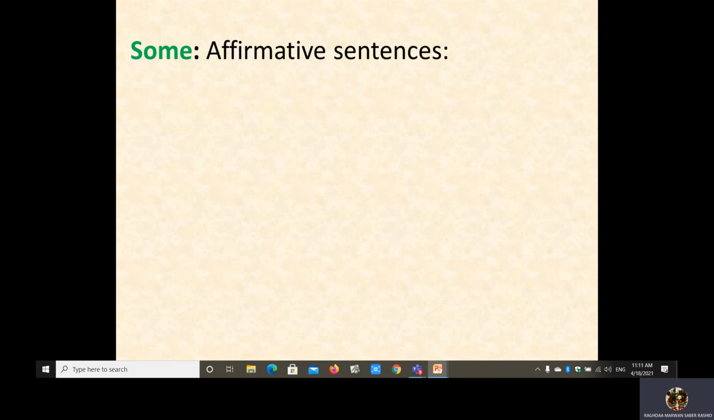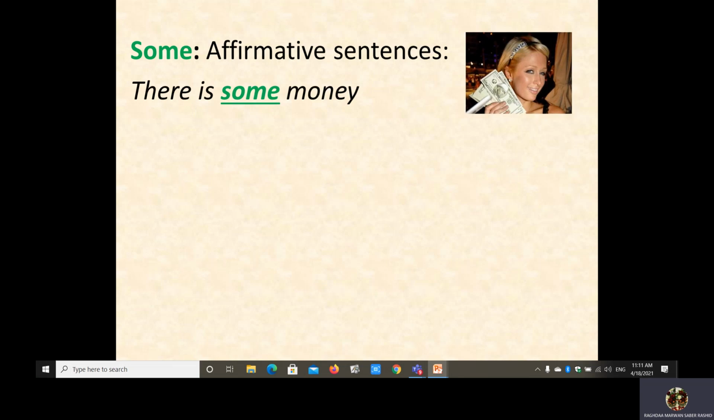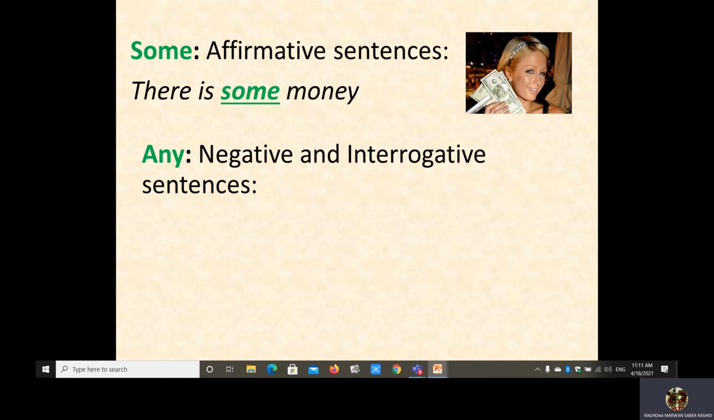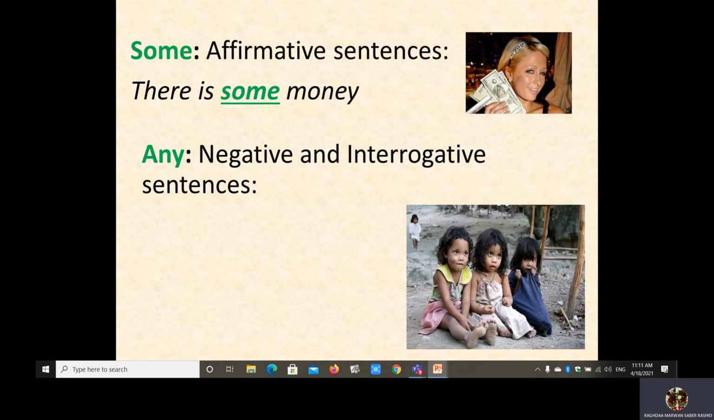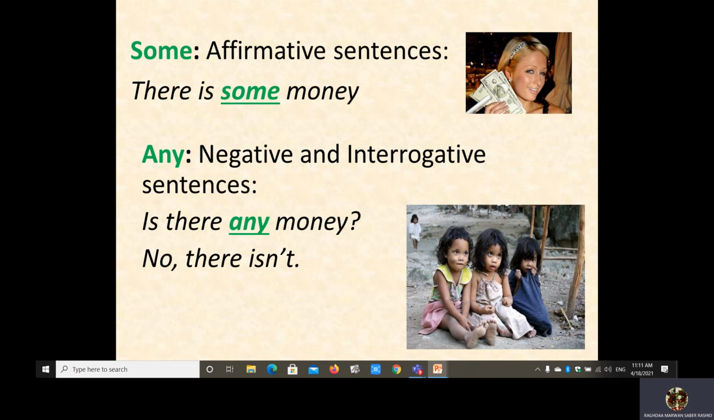Some comes with affirmative sentences, as we said. Example, there is some money. Any comes in negative and interrogative sentences. What do you mean by interrogative sentences? Means questions. Example, is there any money? This is the question. No, there isn't. Or complete answer, there isn't any money.